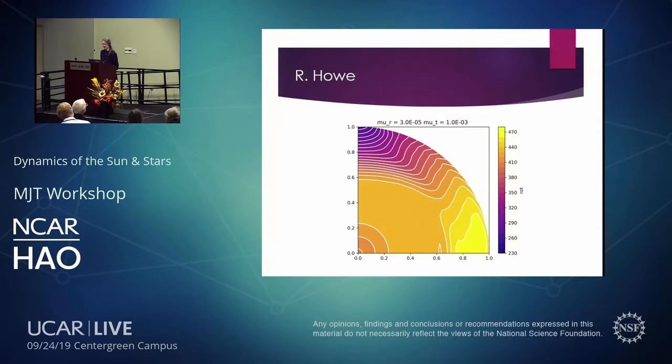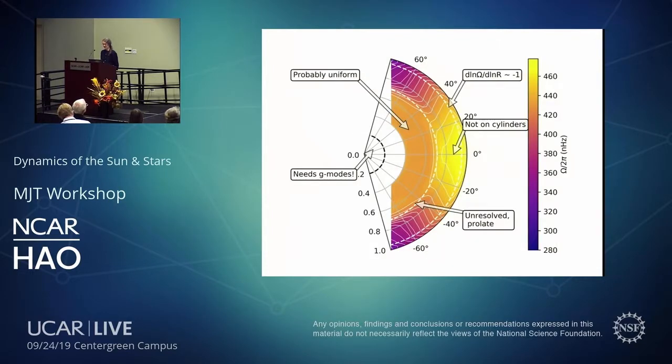So, my conclusions. We would really like g modes to measure the core rotation. As far as we can tell, the radiative interior is uniform. The rotation in the convection zone most certainly is not on cylinders. The rotation in the near surface shear has this d log omega by d log r of about -1. And the tachocline isn't resolved and appears to be prolate.